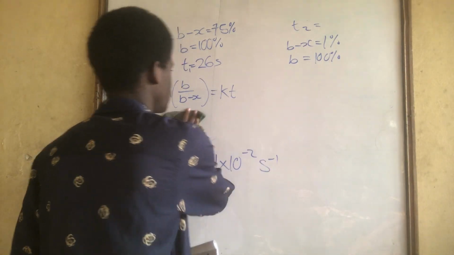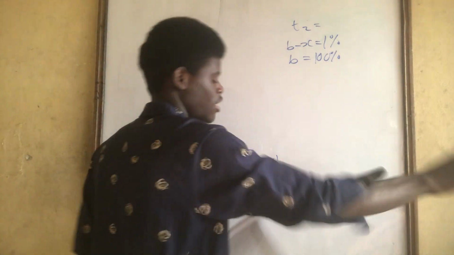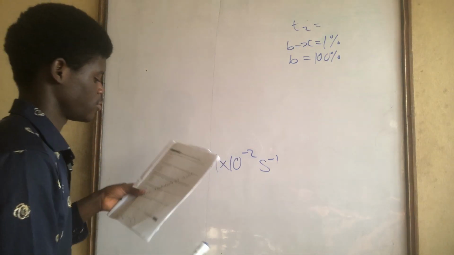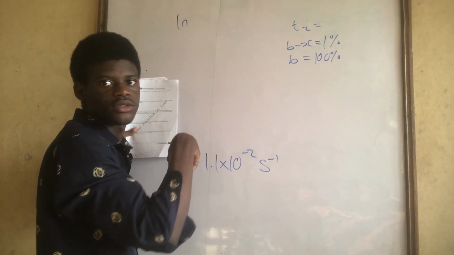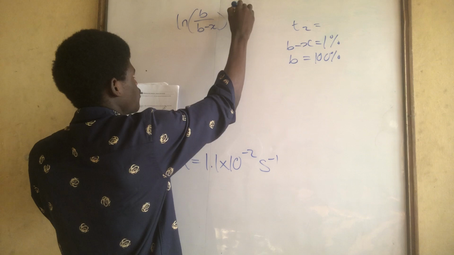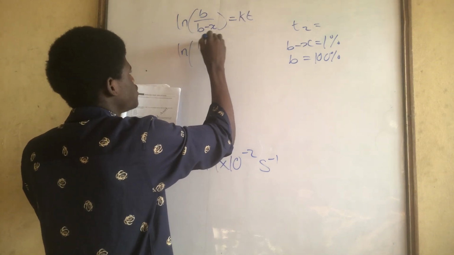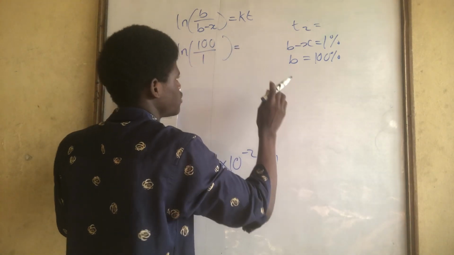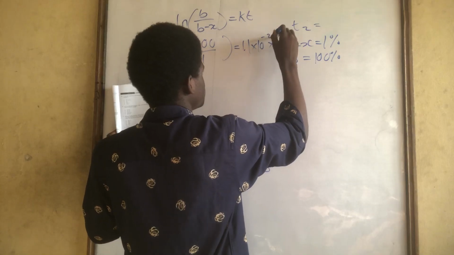Now let's find the time for the second scenario. They said, how much longer would one have to wait in order to obtain 99% of benzoyl chloride? So let's also use this formula. Can you see the board? Okay, yeah. I'm not changing anything, I'm using the same formula. So B is 100 over B minus X is 1, equal to K, which is 1.1 times 10 to the power minus 2, times time.